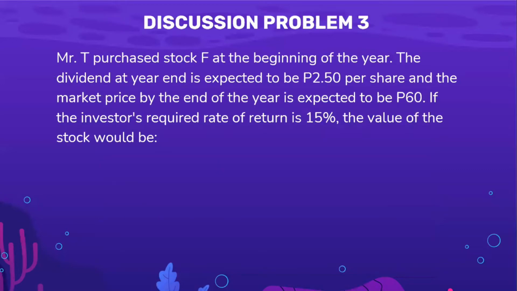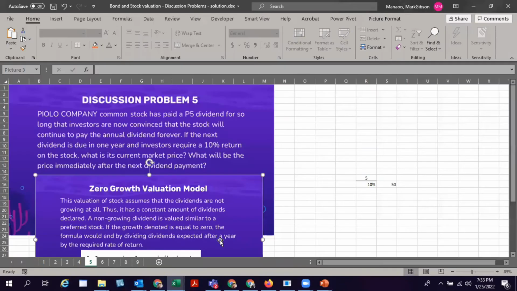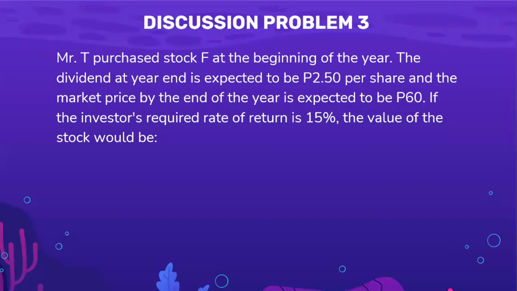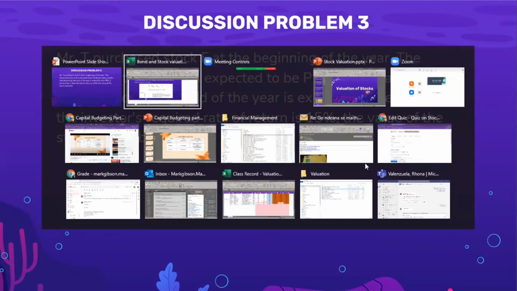So here we go. Discussion problem number 3: if the investor's required rate of return is 15%, how much would be the value of the stock? Let me read the problem. Mr. T purchased stock F at the beginning of the year. The dividend at year end is expected to be 2.5 per share, and the market price by the end of the year is expected to be 60 pesos. If the investor's required rate of return is 15%, the value of the stock would be how much? So let's have problem number 3.